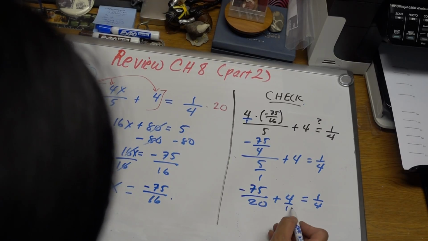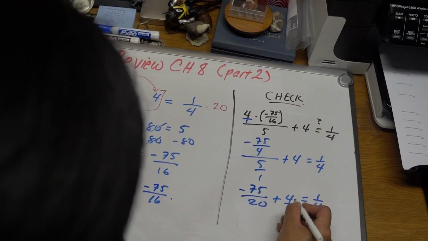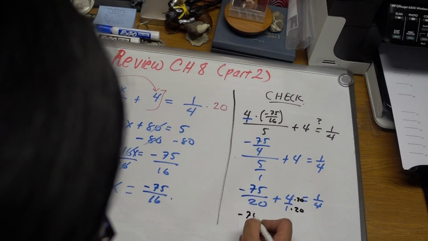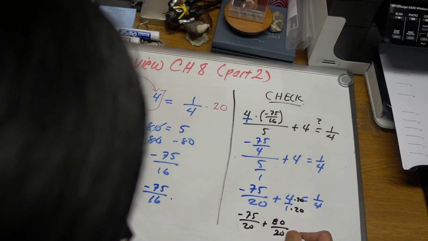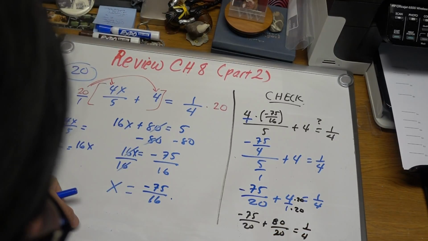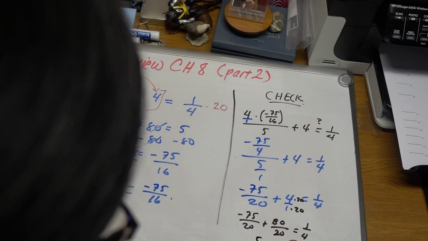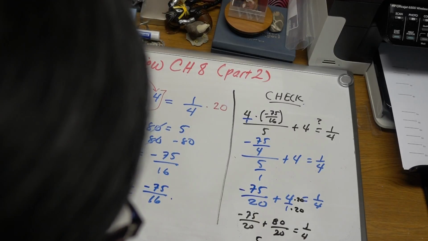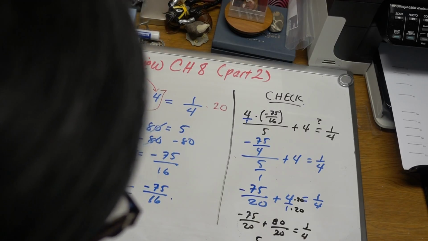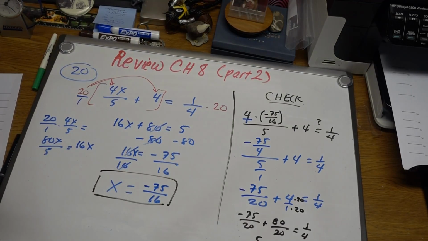This one is 20, this one is 1, so multiply by 20 in the second one. Negative 75 over 20 plus 80 over 20 equals 1/4. 80 minus 75 is 5 over 20 equals 1/4. Yes, divide this by 5, you have 1/4 equals 1/4. That means this is the correct answer. It's not an extraneous solution.